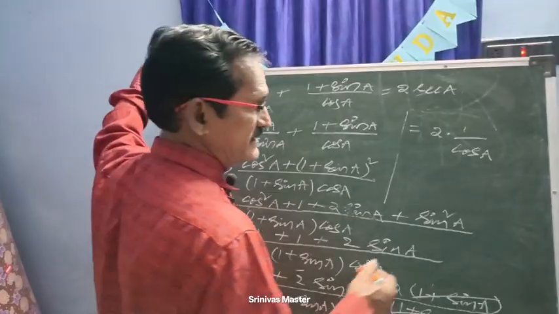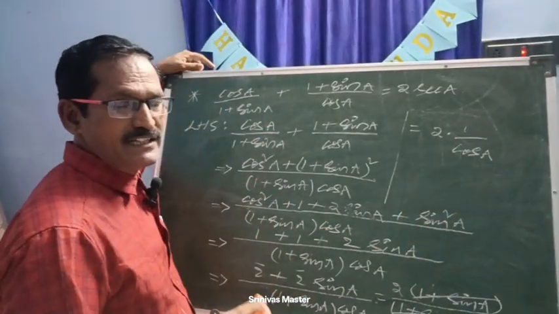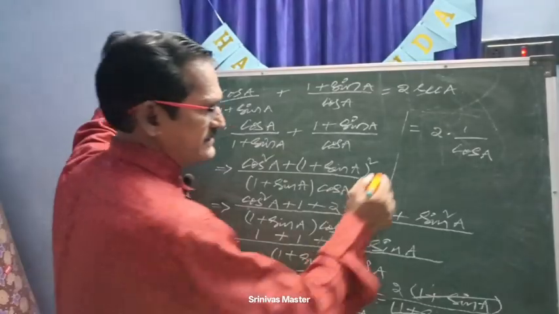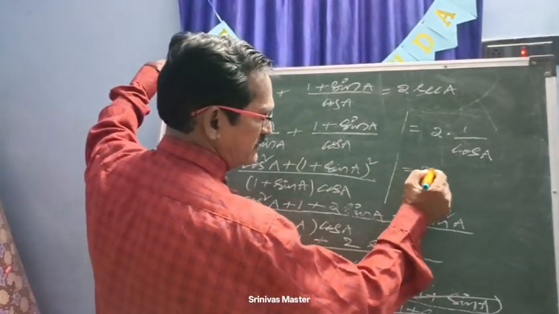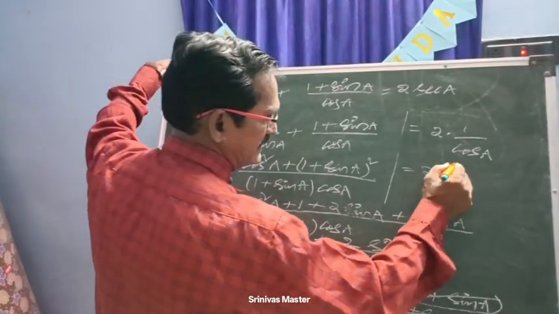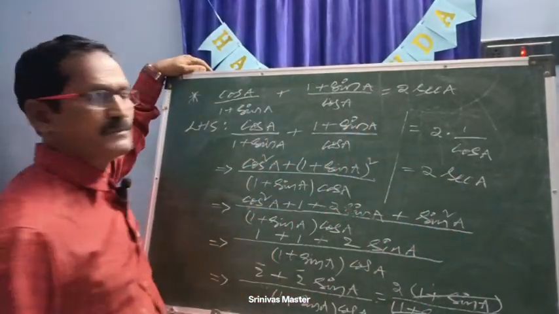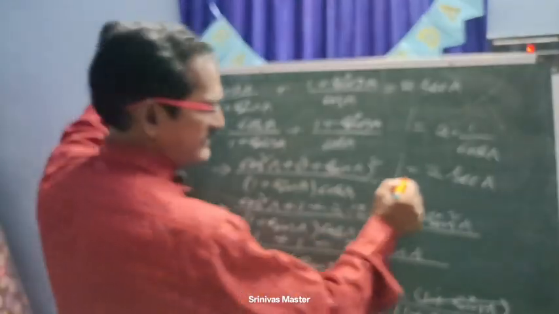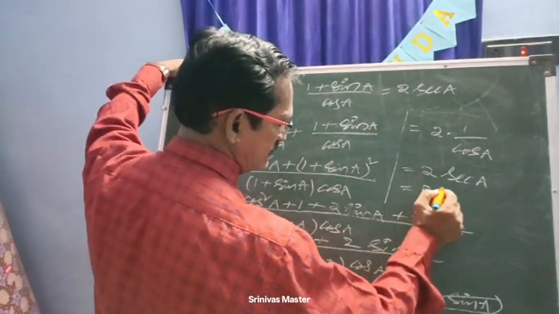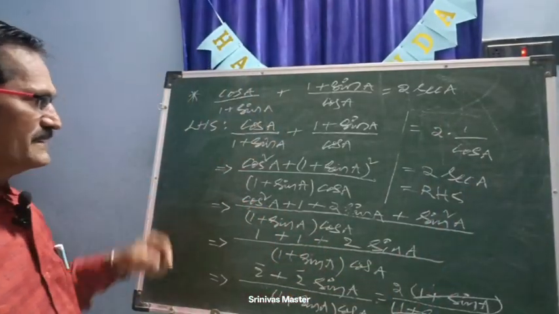Reciprocal property, what is it saying? 1 by cos A, that means the reciprocal of cos A is equal to what? Sec. So we can write 2 as it is, and in the place of 1 by cos A, we can write sec. See now, it belongs to RHS. So LHS is equal to RHS. This is the main result.